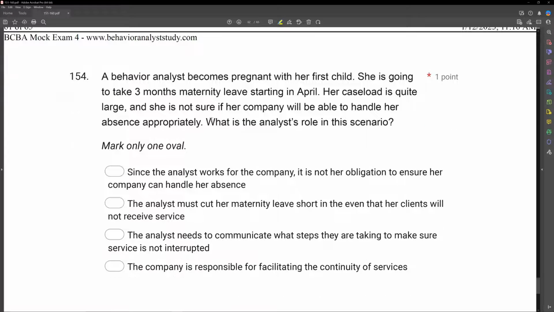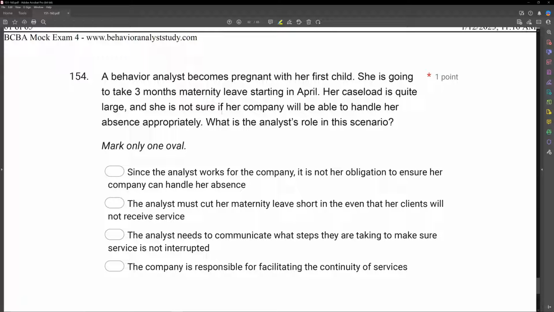154, the behavior analyst becomes pregnant with her first child. She is going to take 3 months maternity leave starting in April. Her caseload is quite large, and she is not sure if her company will be able to handle her absence appropriately. What is the analyst's role in this scenario? What do we have occurring here?